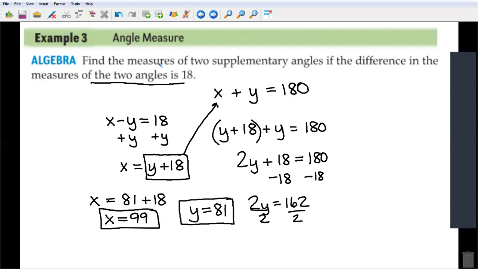So you can go back to your sentence up here and verify that these two angles meet these requirements. It says find the measure of two supplementary angles. These two angles are supplementary because if you add them together, they add up to 180. So that part of it is good. And the difference in the two angles is 18. If I take 99 minus 81, that distance is 18. So we have found both of our angles.